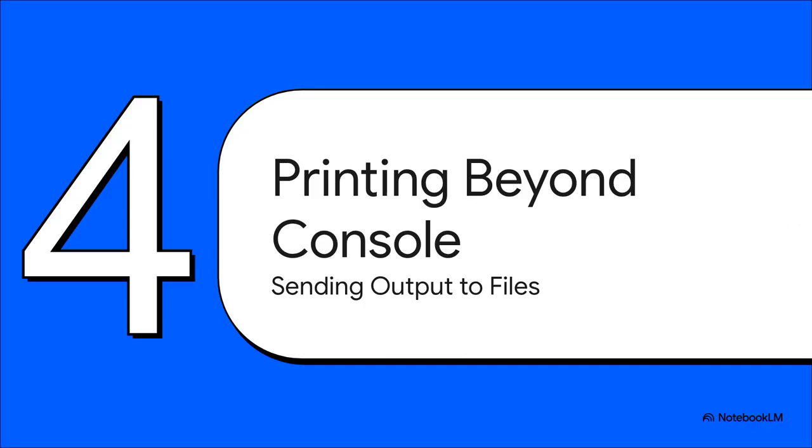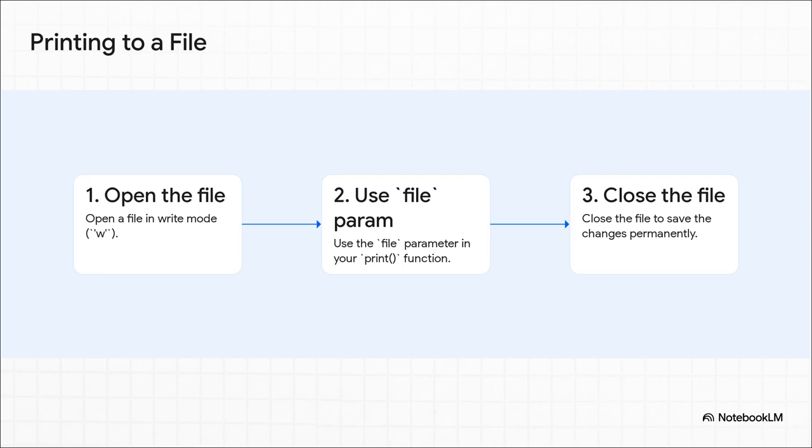So far, everything we've printed just vanishes once the program stops, right? It's temporary. But what if you need to save it? What if you want to make it permanent? Well, that's where sending your output to a file comes in. And it's actually way easier than you might think. It's a 3-step dance. First, you open a file and tell Python, I want to write here. Second, in your print command, you add the file parameter to point it to that file. And third, you close the file. And you absolutely cannot forget that last step. Closing the file is what actually saves everything permanently to your disk.